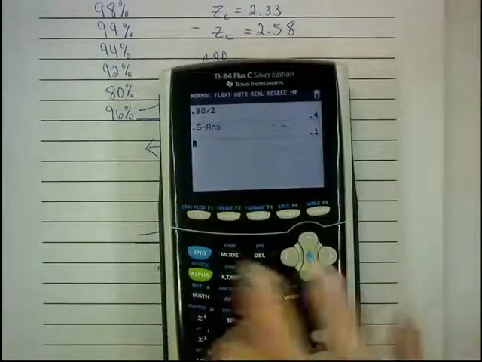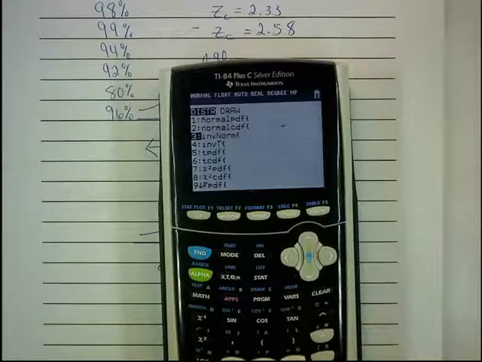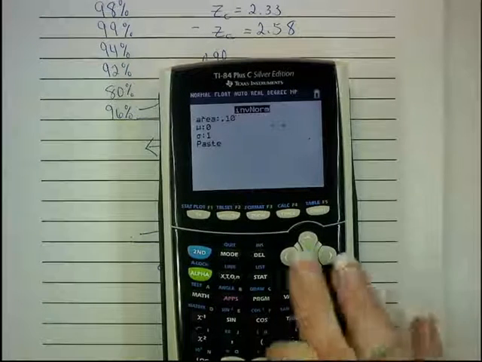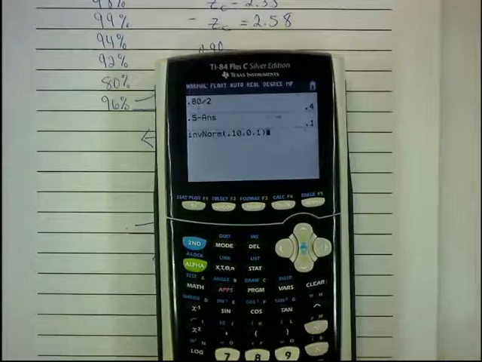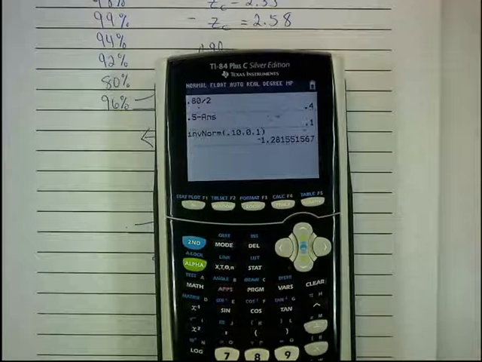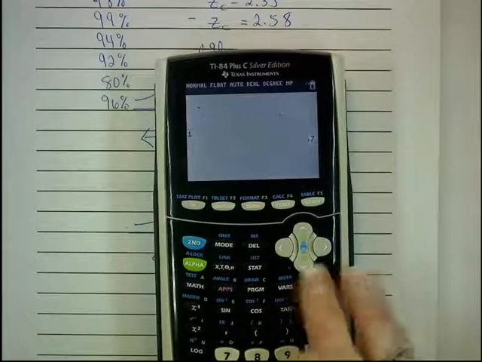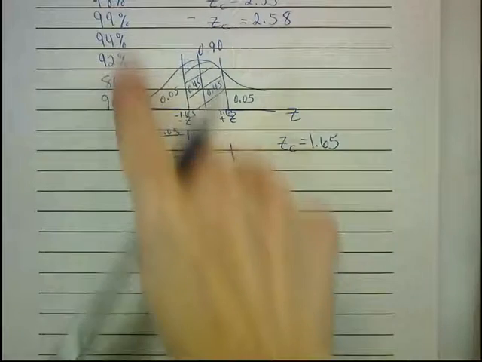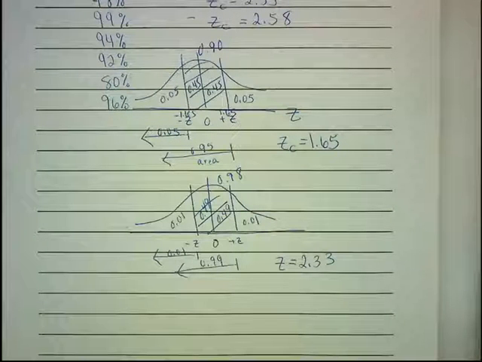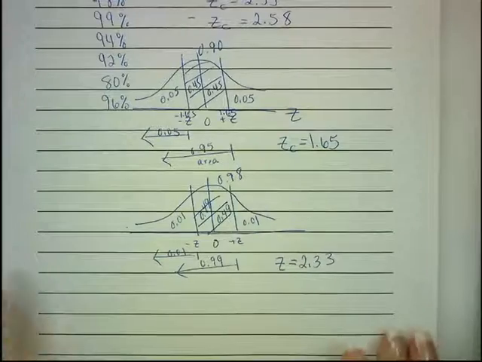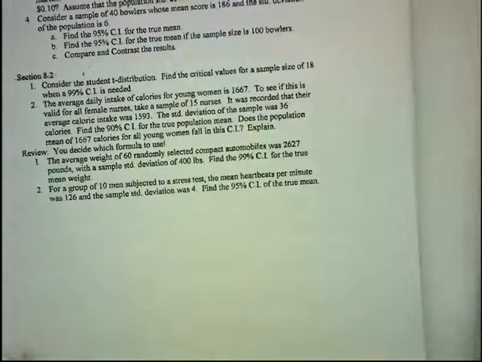You could also do invert the norm, 0.1, and paste, negative 1.28. So it's very easy to do if I give you one that is not common, the 94, 92, 80, and 96. Now, the next question.